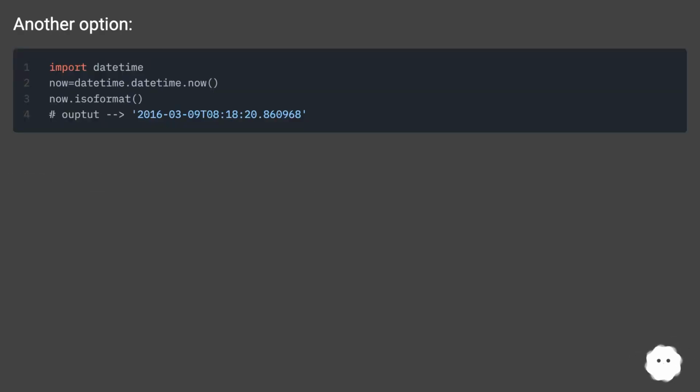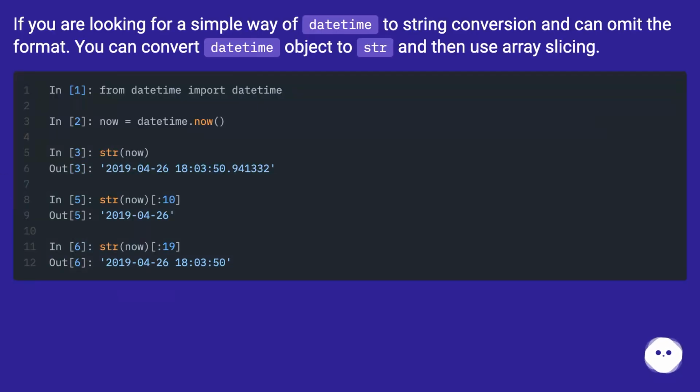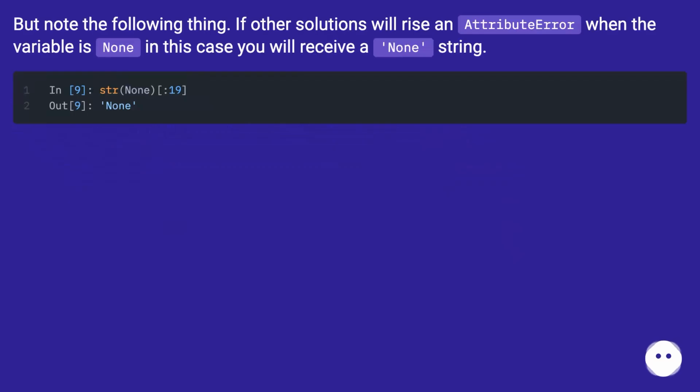Another option. If you are looking for a simple way of datetime to string conversion and can omit the format, you can convert the datetime object to str and then use array slicing. But note the following thing. Other solutions will raise an attribute error when the variable is None; in this case you will receive a 'None' string.